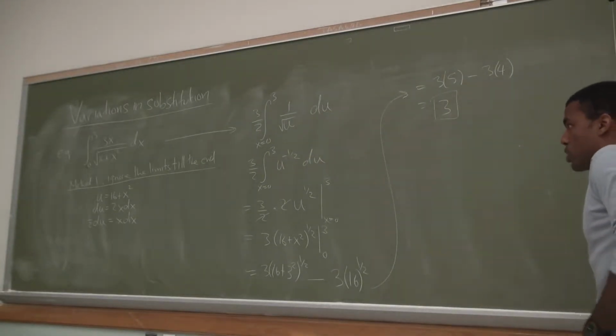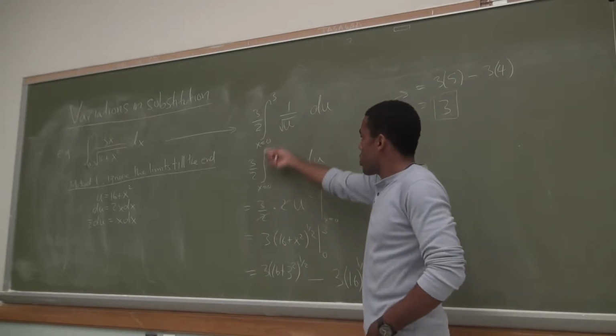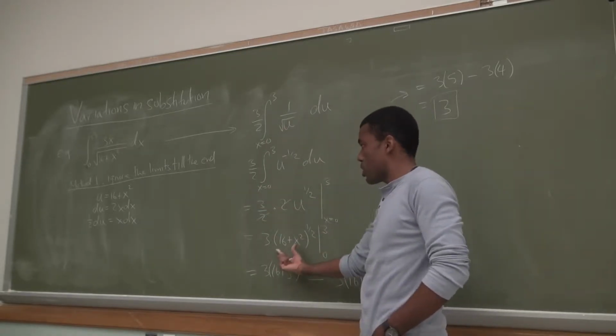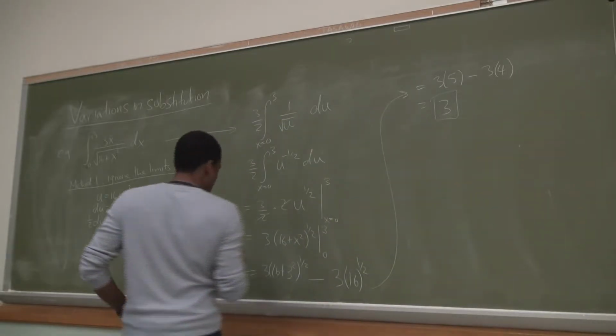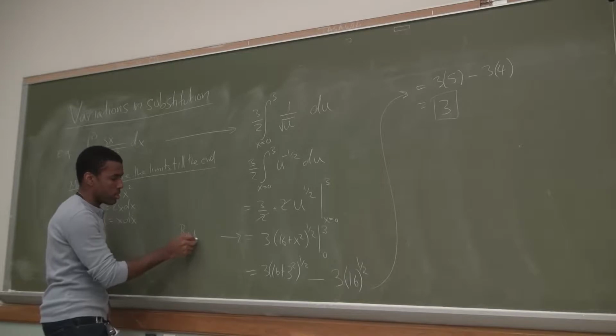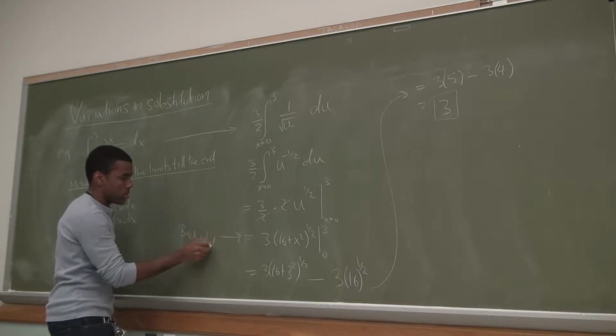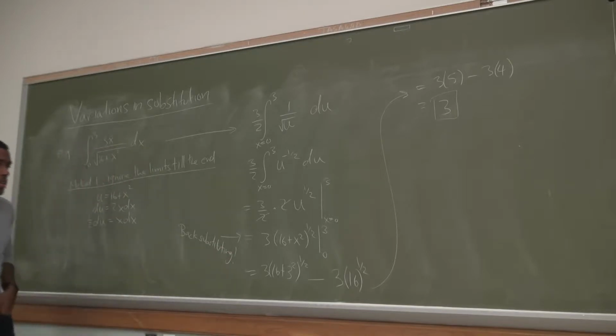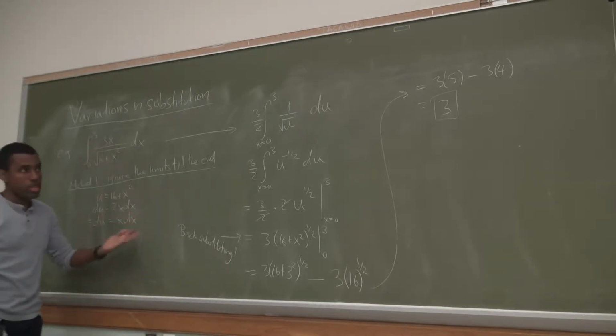So that's one way you can approach it. Just do everything as normal. Ignore the limits. Just carry them with you until the end when you replace your u. This step is called back substitution. I don't know if I told you that last time. So you back substitute and then just use the limits that you're given.